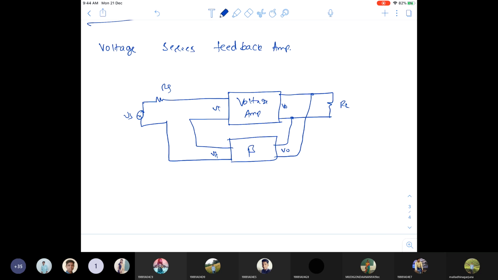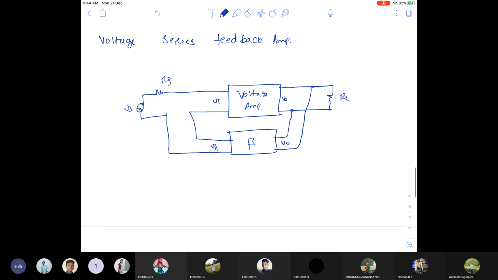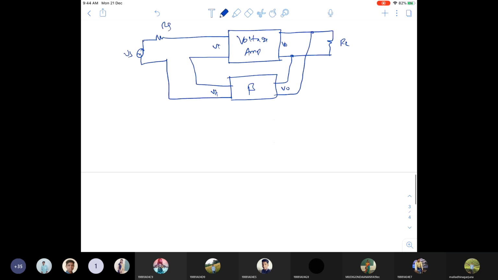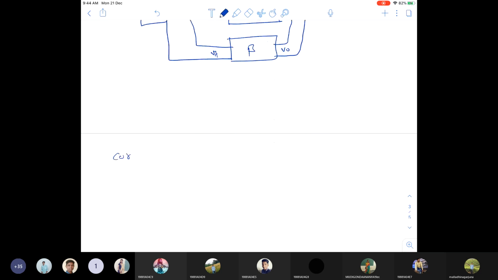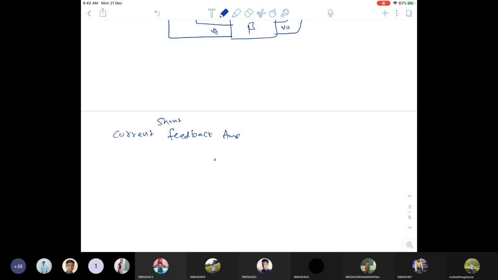Otherwise, let us take the current shunt feedback amplifier. Current shunt feedback amplifier. What will we get? Output is current, so the basic amplifier is a current amplifier. The output is a series connection, because in the series connection only, output is current. This is beta.